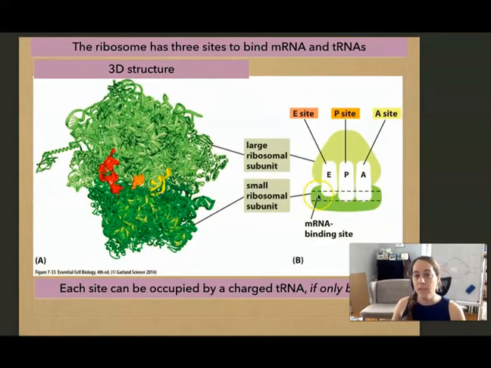And this is a depiction of that in cartoon form. So we see the 3 sites, which are called E, P, and A, or A, P, and E, right? Whichever way you want to memorize it is fine. The order actually in terms of function is APE, so maybe you want to memorize it as APE instead of EPA. And then the mRNA binding site is just a channel through the small subunit.